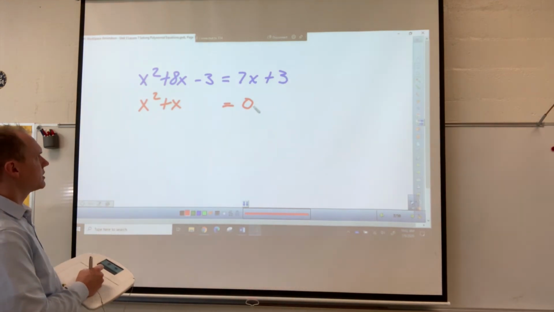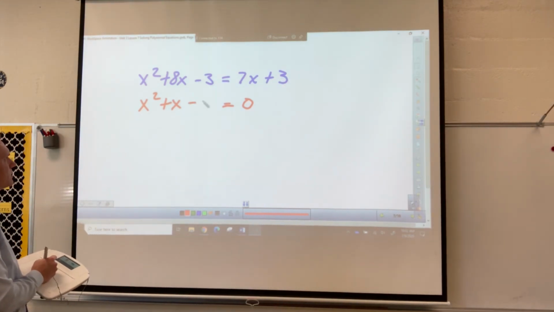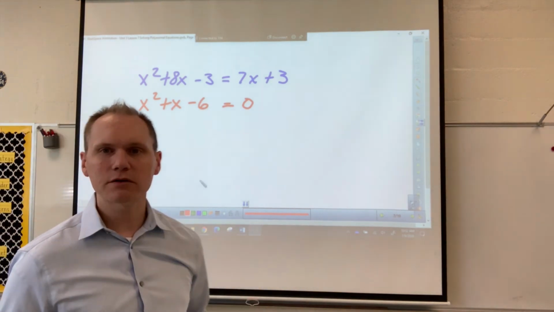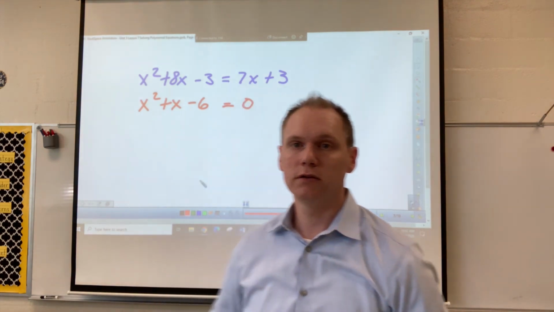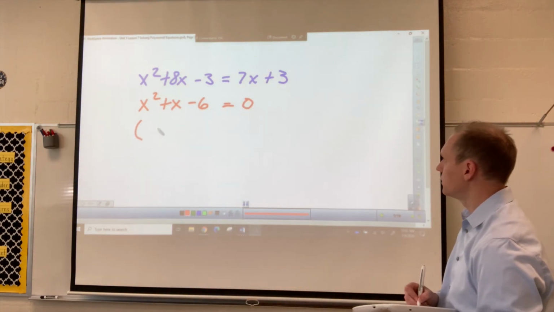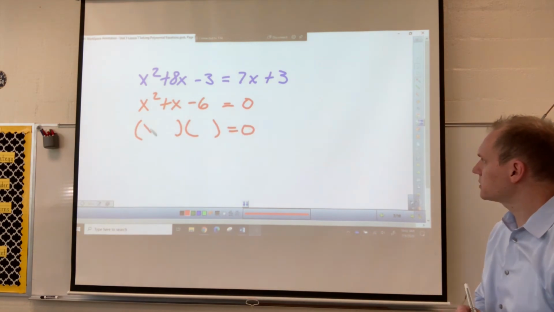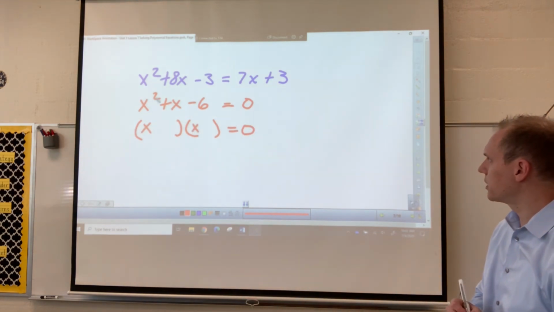3 minus 3 is again 0. -3 minus 3 is -6. And now we've got it set equal to 0. So if we can factor here, we can actually solve this pretty easily. So this is going to factor, let's see. X times x is x squared.